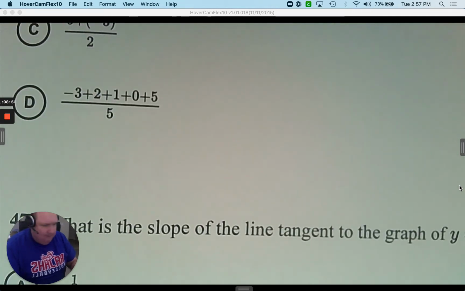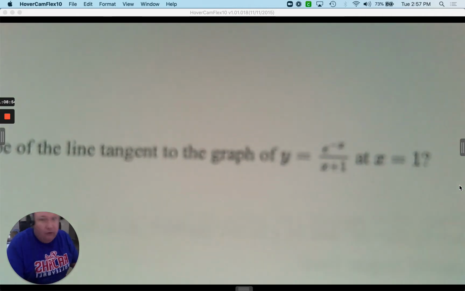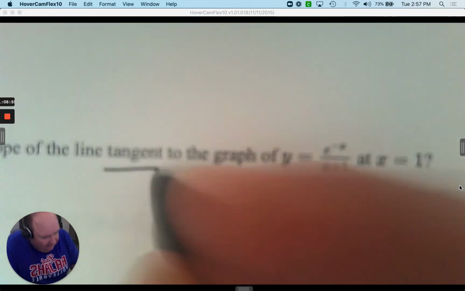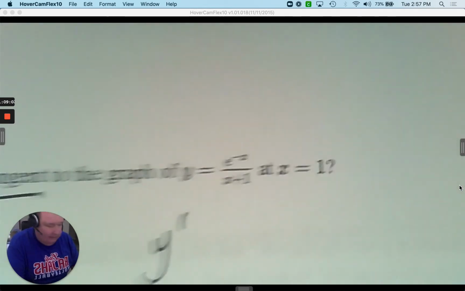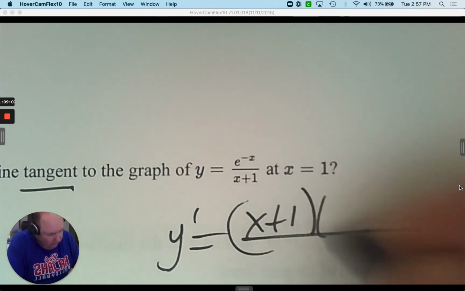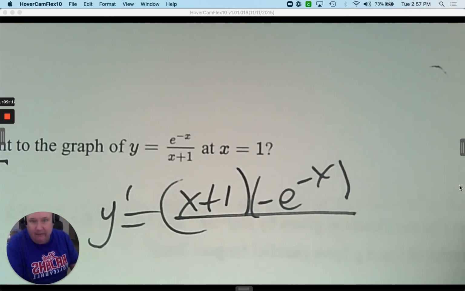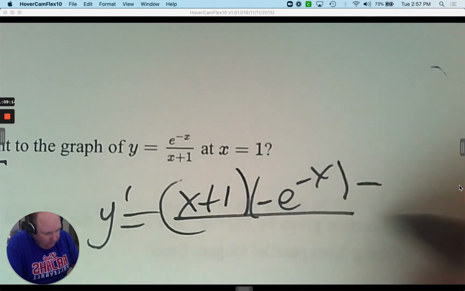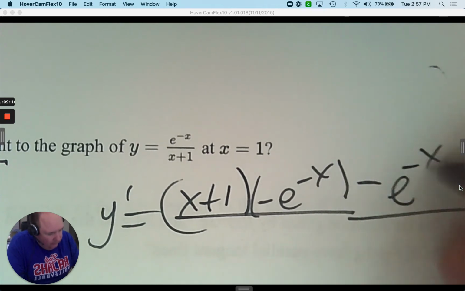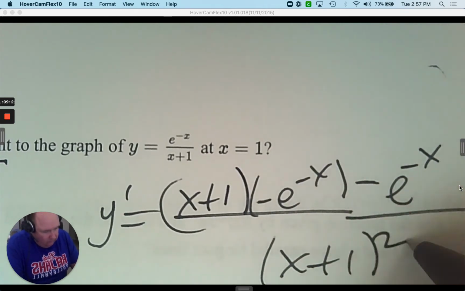47. What is the slope of the line tangent to this? So we have y equals, and the word tangent means derivative. So I'm going to take the derivative of that. That's going to be the quotient rule. That is the bottom times the derivative of the top. Don't forget the little hook. The derivative of -x is -1. Subtract the top times the derivative of the bottom, which is 1, and then the bottom squared.